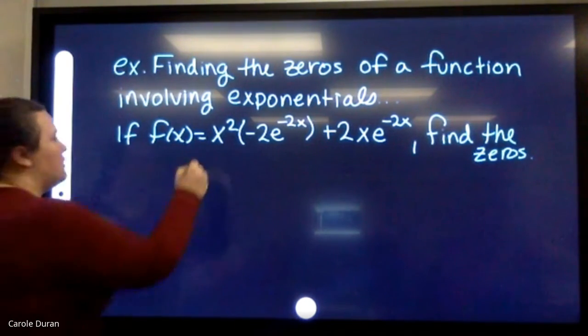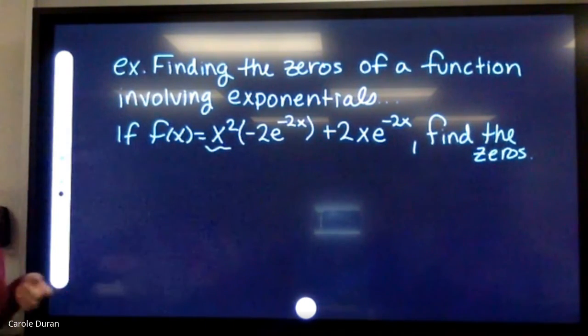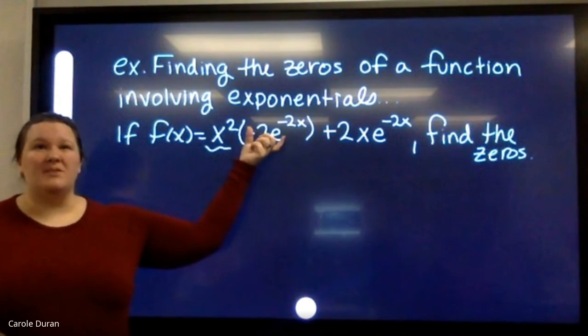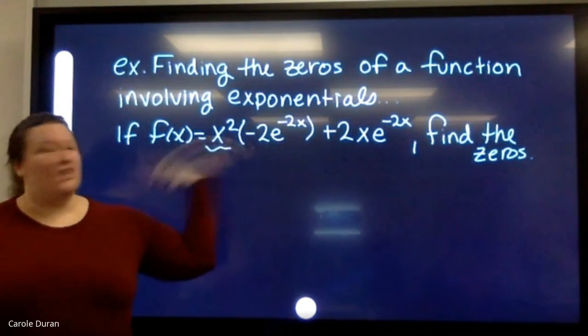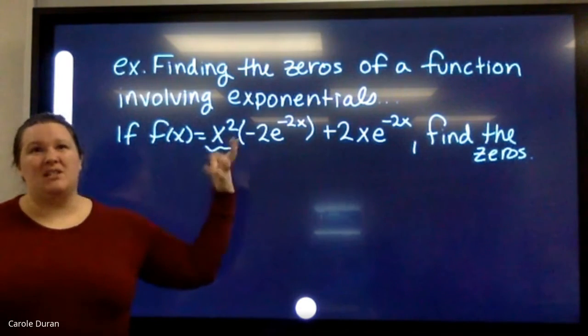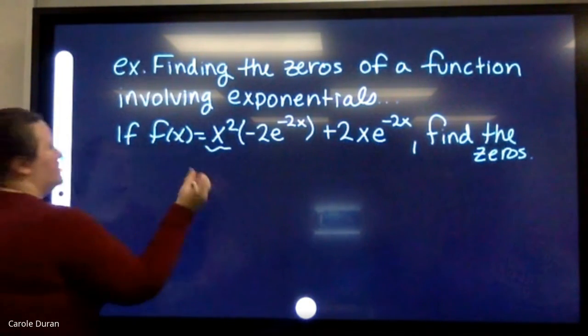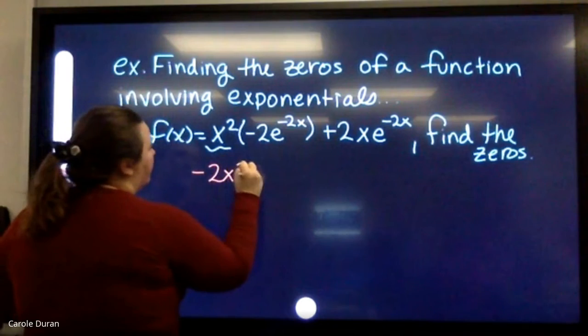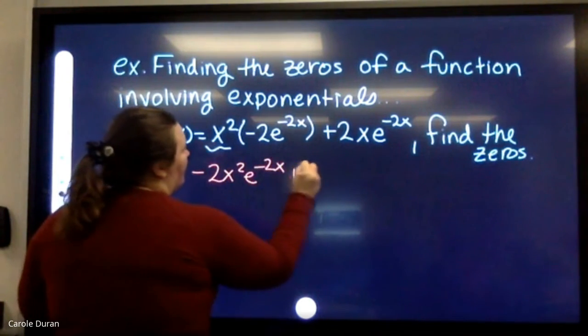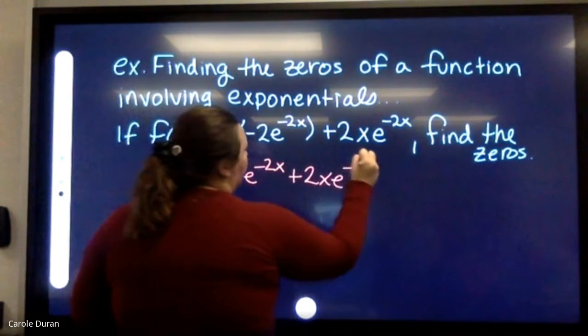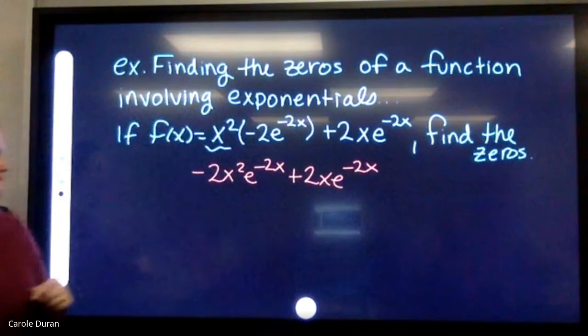So the first thing I wanna do is multiply this x squared into that term. This is all one term, so when I multiply it in, it just becomes negative 2x squared e to the negative 2x. So it just kind of joins this right here. The second term stays the same because I didn't multiply anything into it.